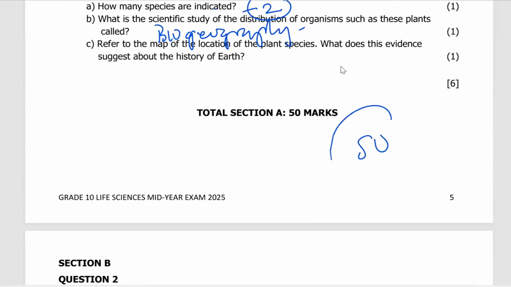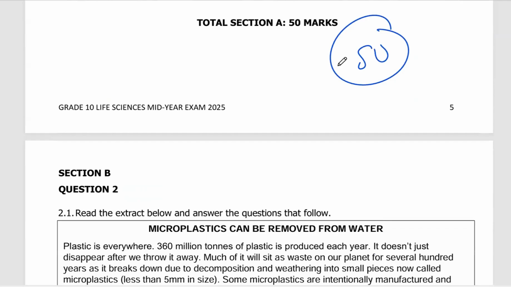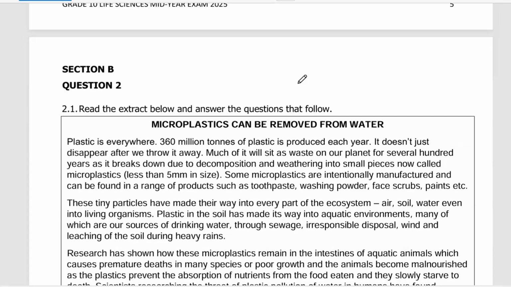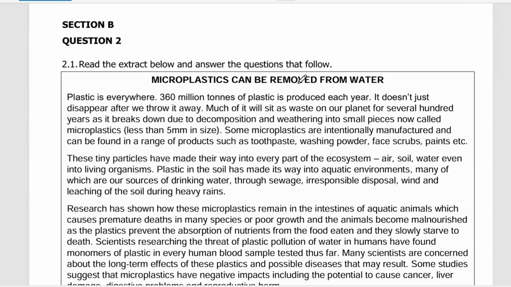So 50 marks. Then when you go to section B, you have to read, and then you're able to start answering the questions that follow. So section B, question 2 is just about the extract. Microplastics can be removed from water. Plastics is everywhere.